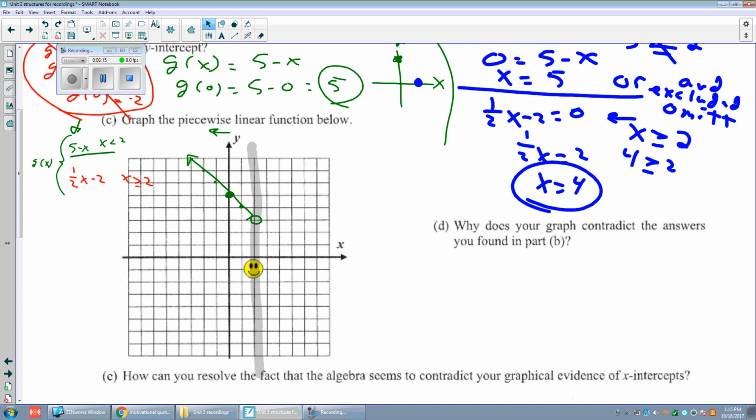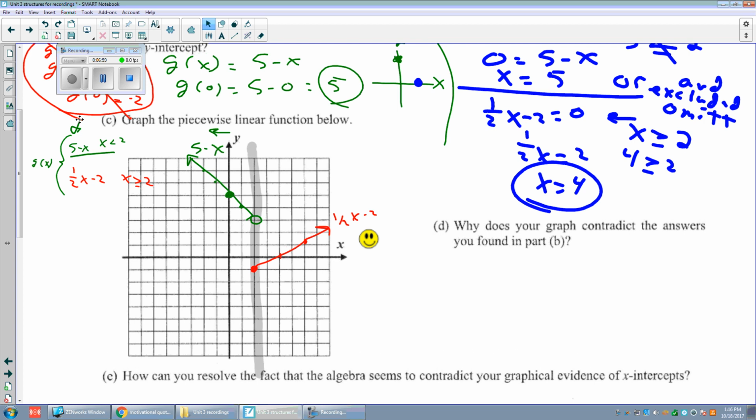I can't plot the -2 because I can only plot numbers that are greater than or equal to 2, and this is 0, that's 1. So that's the first point that I can plot. And it is filled in because it says greater than or equal to 2. Then you go up 1 over 2. Don't put an arrow on the left-hand side. That is 1/2 x minus 2. This one is 5 minus x. And together we have our piecewise function.